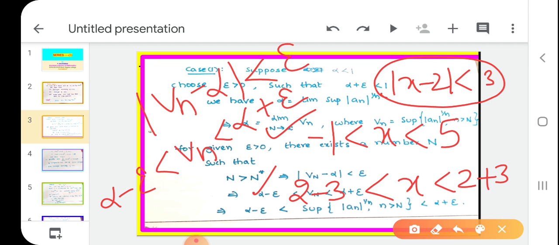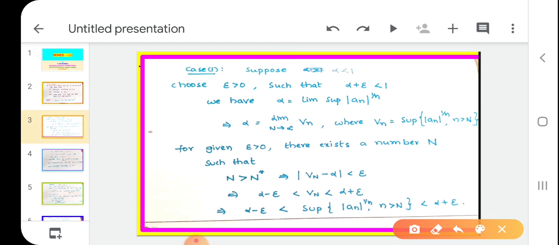Is it clear or not? If |x − 2| < 3, it means the value of x lies between 2 − 3 and 2 + 3. Similarly, if |Vn − α| < ε, then the value of Vn lies between α − ε and α + ε. So I write, what do you write here? α − ε < Vn < α + ε.